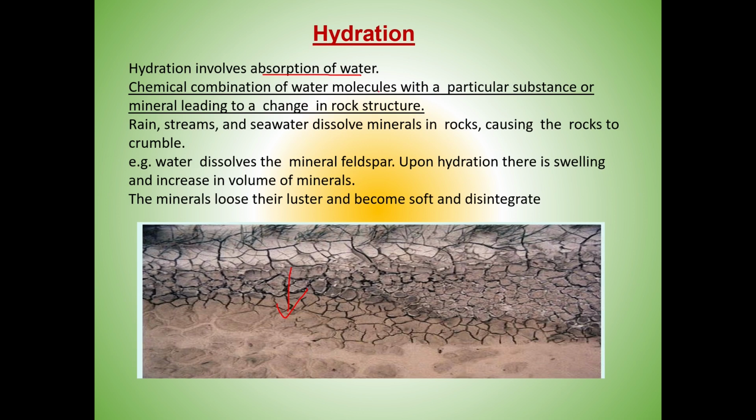Chemical composition of water molecules reacting with a particular substance or mineral leads to a change in rock structure. Rain, streams, and seawater dissolve minerals in rocks, causing the rock to crumble. Water reacts with a mineral like feldspar. Upon hydration, there is swelling in the rock structure and an increase in the volume of minerals. The minerals lose their luster, become soft, and disintegrate.